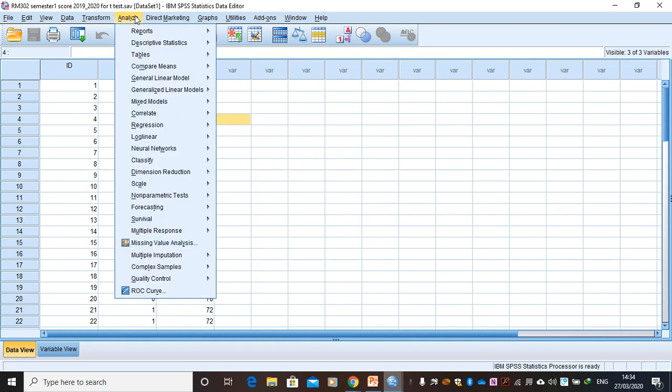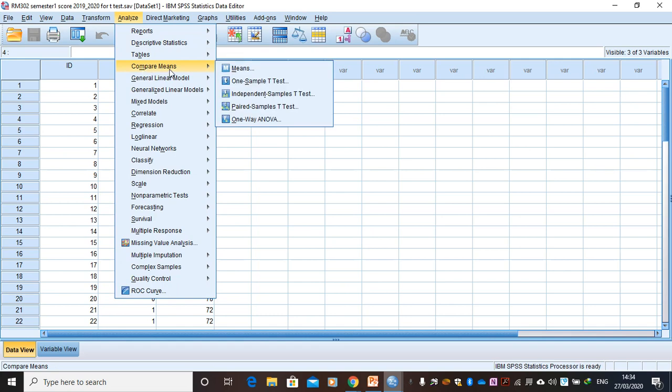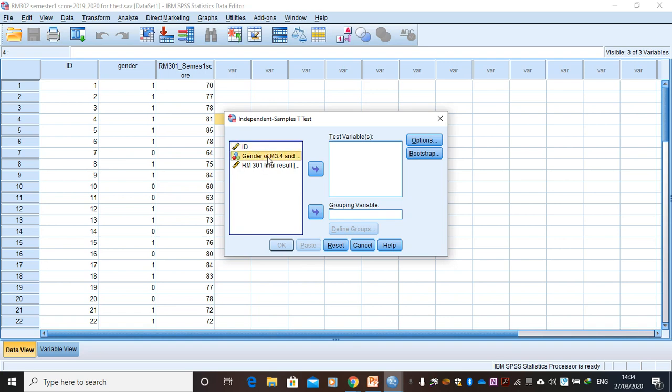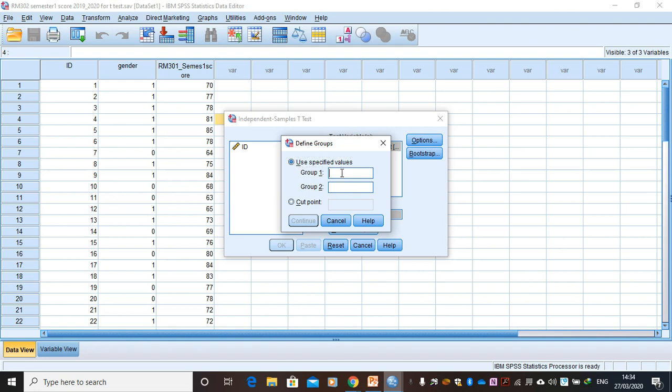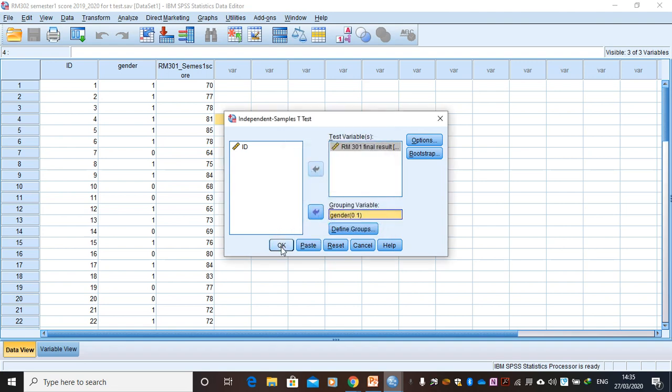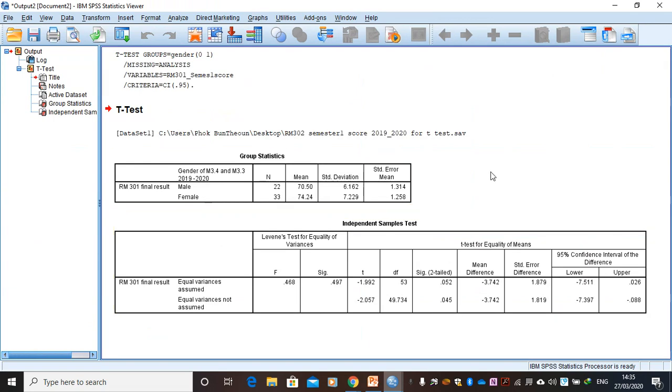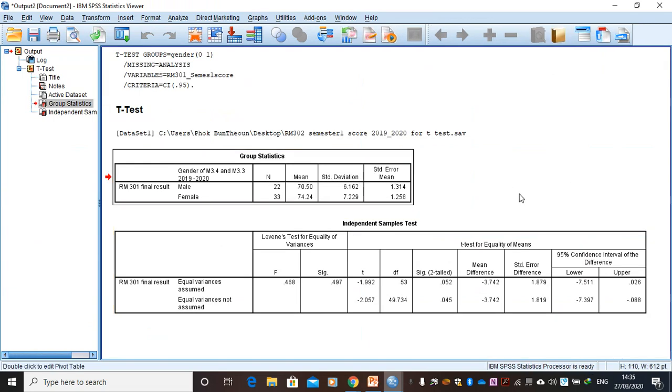We go to analyze, compare means, independent samples t-test, and we can move gender to the grouping variable, and the dependent variable to the test variable box. We click on gender in order to activate define groups. We click on define groups. Now we can enter 0 for the first group and 1 for the second group. We click continue, and we click on OK. So this is the SPSS output.